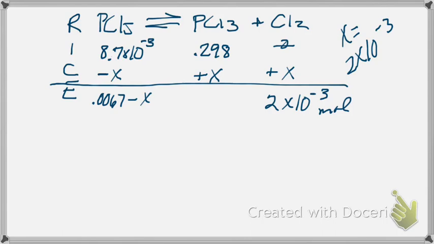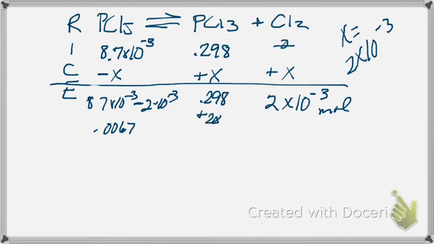So what I did to get that number, well, hold on, just wait. I'll write this differently. So at equilibrium, we have 8.7 times 10 to the negative 3 minus 2 times 10 to the negative 3, which gives me 0.0067. Okay, this is going to be 0.298 plus 2 times 10 to the negative 3, which gives me 0.3 moles. So these are my equilibrium values.